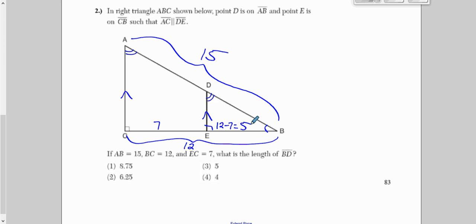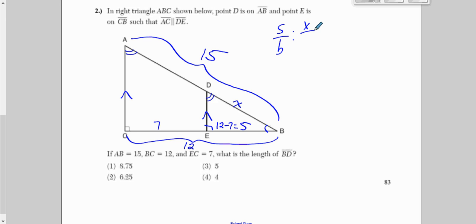And they want the length of BD. So let's put an X here. Okay? So when they give us information, just get it all in there. Choice 2, she got 6.25. Okay. I think it's fine.